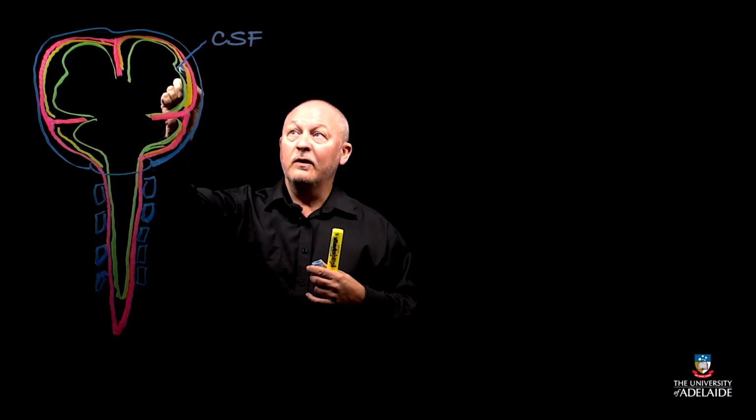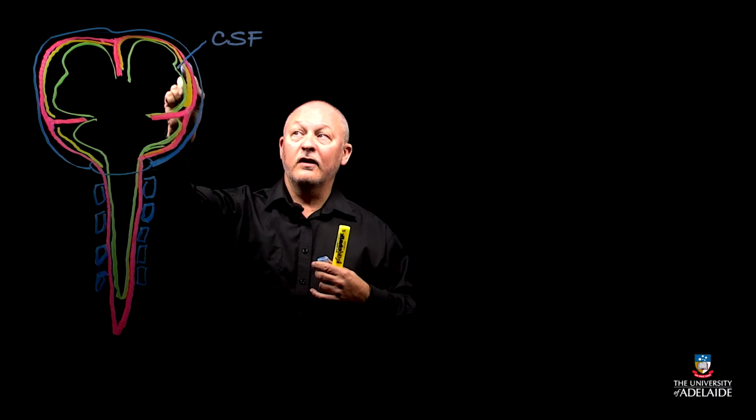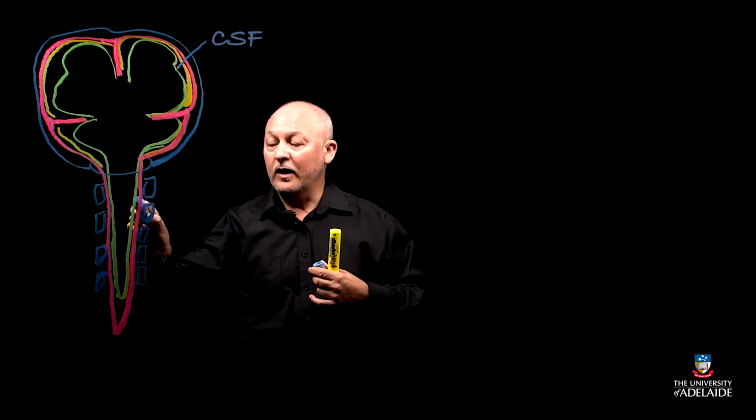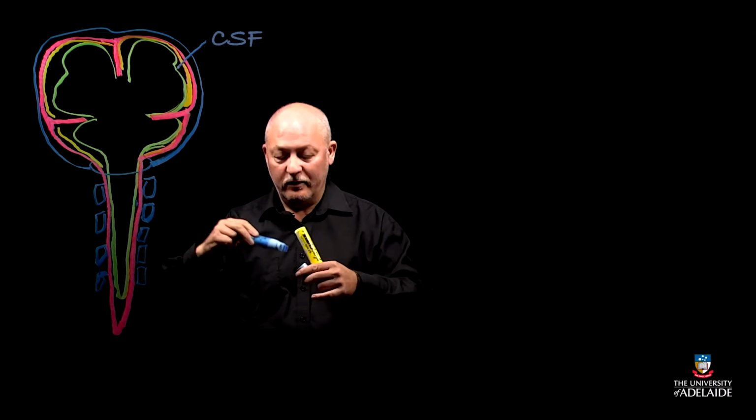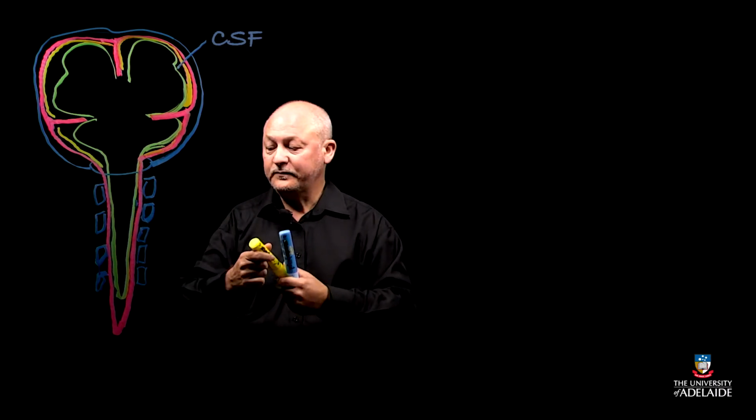So in here, we've got cerebrospinal fluid just underneath the dura and just underneath the arachnoid, just above the brain. And this continues on around the spinal cord. Let's find the right coloured pen.